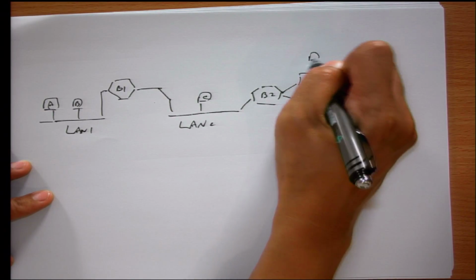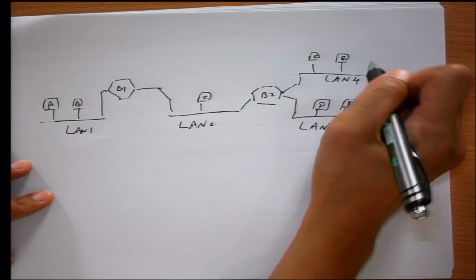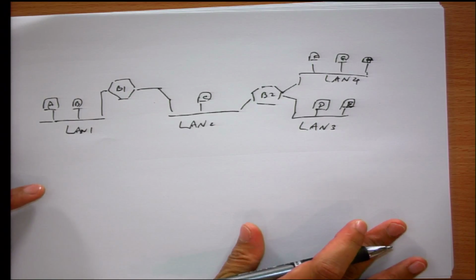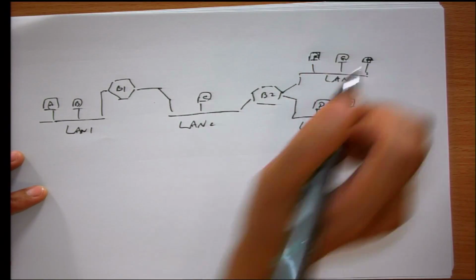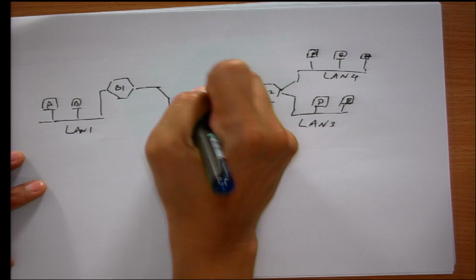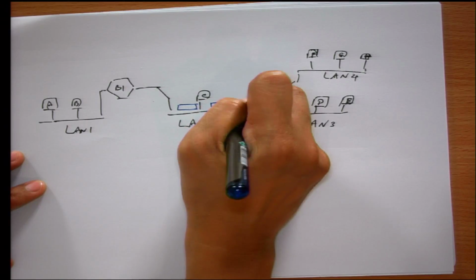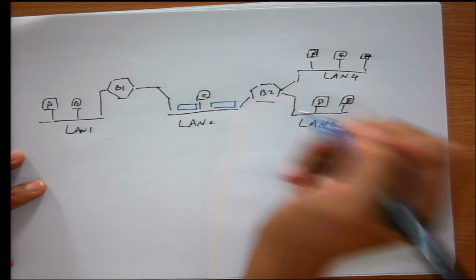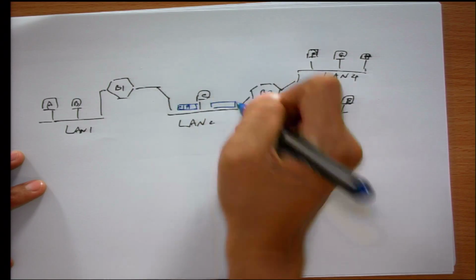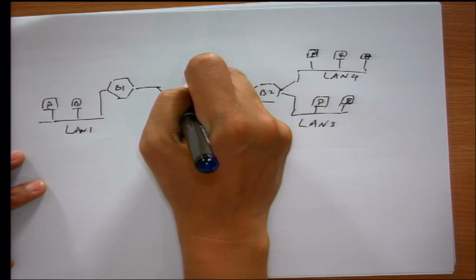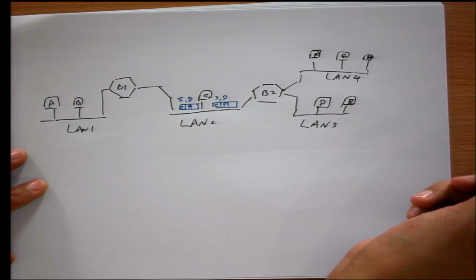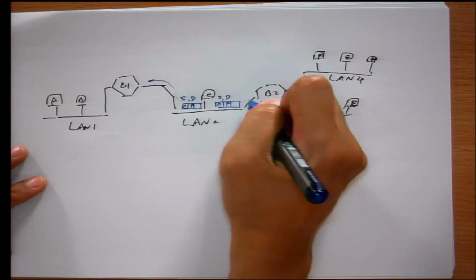Okay, so we have an example here. This is the same as what you saw before. Now, if C wants to send something to F, it will send a frame like this, with the source address and the destination address. So C sends to F. You go this way and go this way, right?